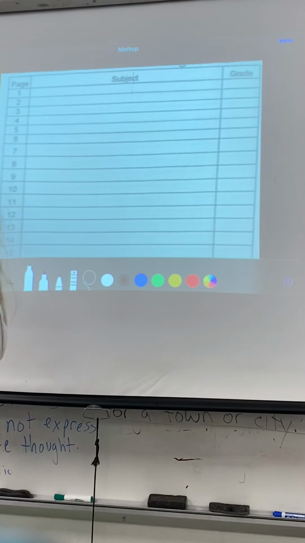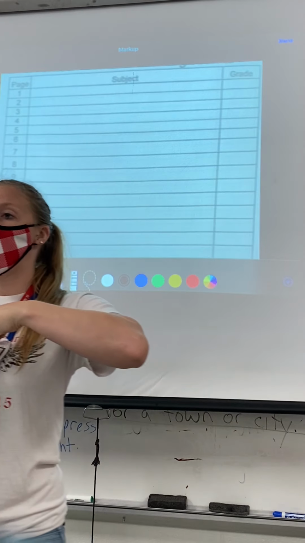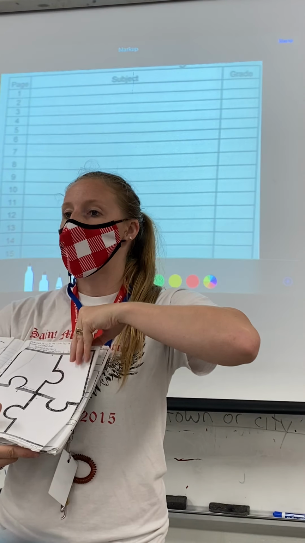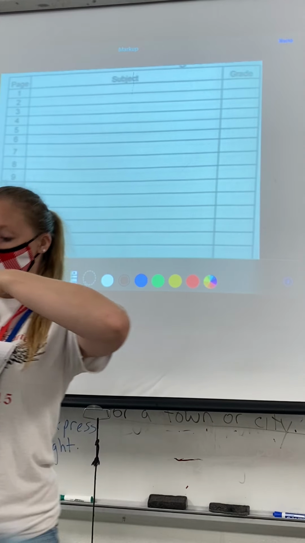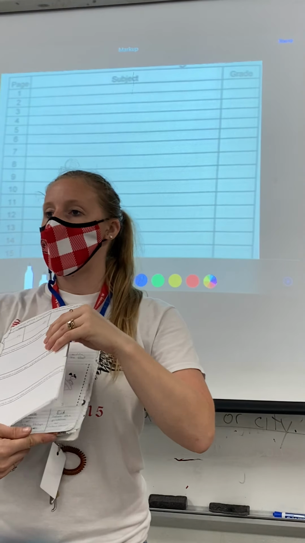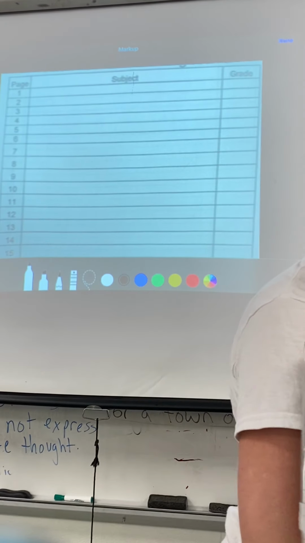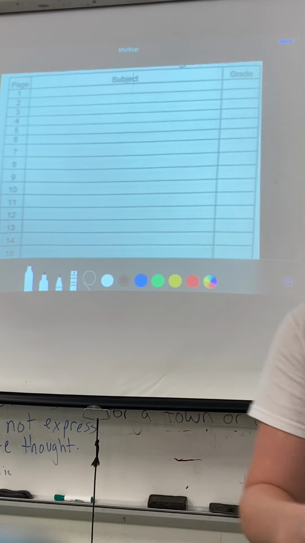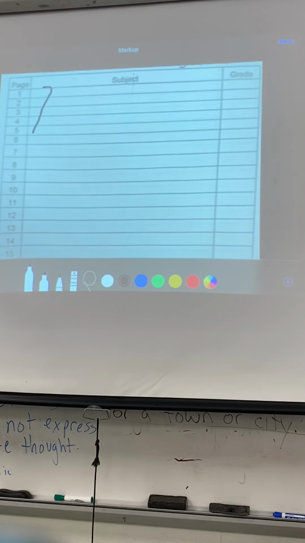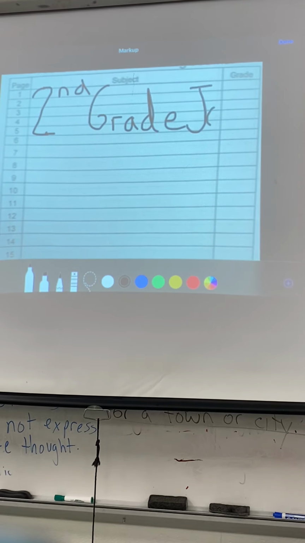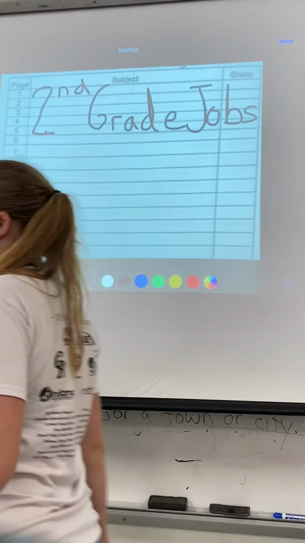The first 5 pages are our old jobs from 2nd grade. Since we're not going to use these much, if at all actually, we are just going to write, on the first 5 lines, the first 5 pages, very large, 2nd grade jobs. So on the first 5 lines, you're writing 2nd grade jobs.